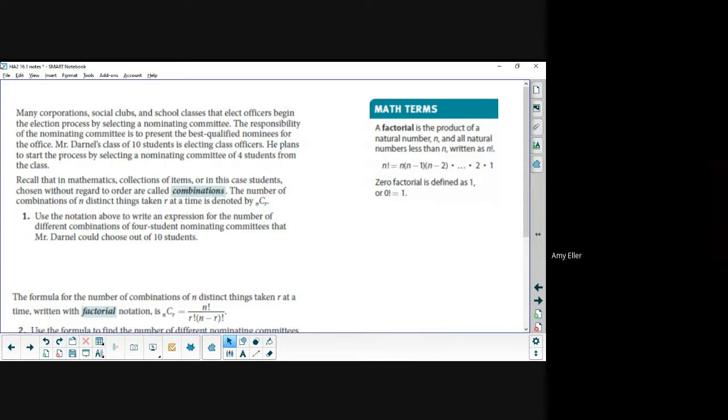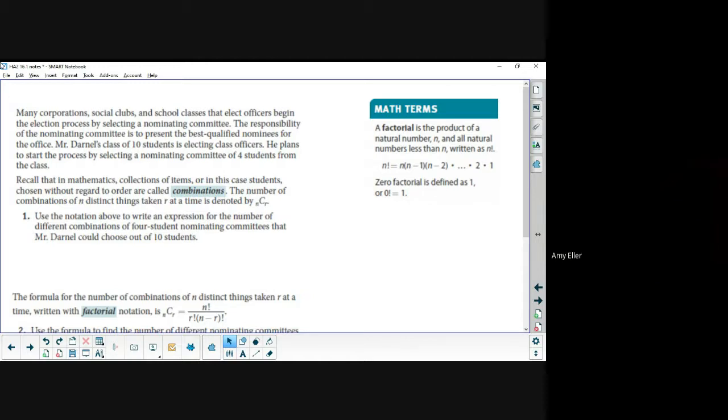Recall that in math, collections of items, or in this case, students, chosen without regard to order are called combinations. So if I pick 4 of you to go to Learning Lab, does it matter what order I pick the 4? No. If I say I'm giving extra credit, the first person gets 10 points and 9, 8, 7, then it matters at which number I pick you.